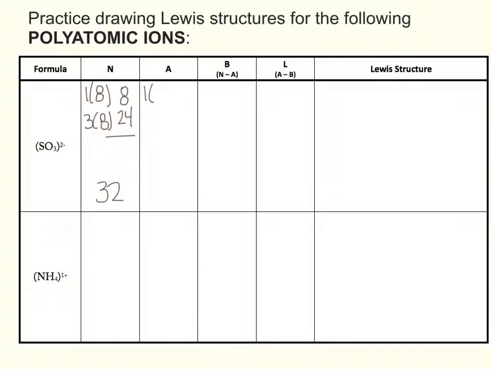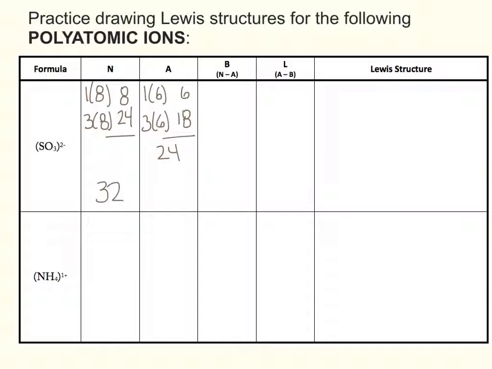The sulfur has a valence electron number of 6. The 3 oxygens each have a valence electron number of 6. We add those up and we get 24. I'm putting it there because we have to do some more work here in the A column. This is the available electrons, and we're dealing with a charged atom. We're either gaining or losing electrons, and we have to account for that in the available column.